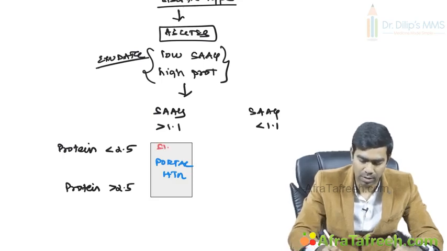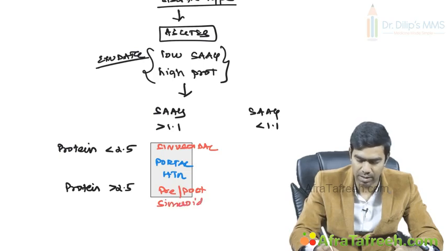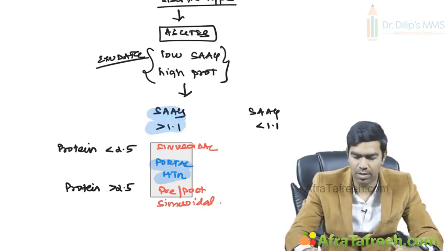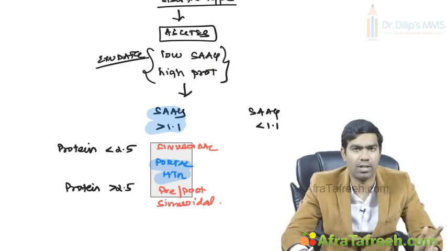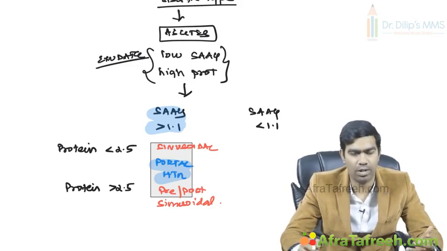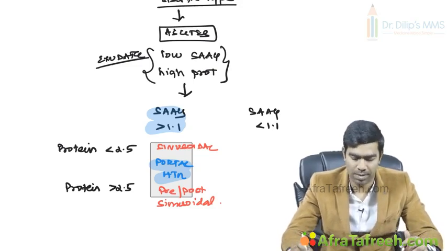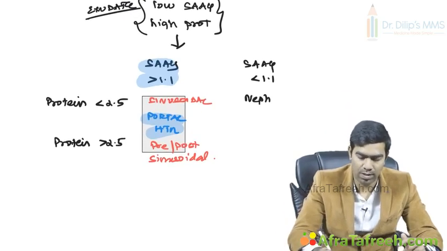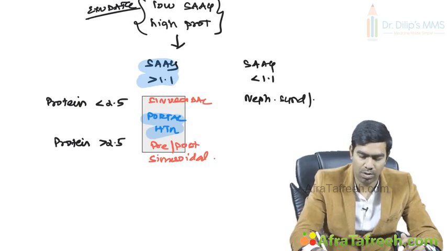But whether it's a sinusoidal hypertension or a pre or post sinusoidal hypertension is the one that you're going to tell by seeing the protein. So which means SAG more than 1.1 means it is portal hypertension. If its protein is low means you tell it's a sinusoidal hypertension. Very commonly it's cirrhosis. If its protein is more than 2.5 means you're going to tell it's a pre or post sinusoidal hypertension. So if SAG is less than 1.1, usually it gives rise to a diagnosis of either a nephrotic syndrome or a mixed edema sometimes.